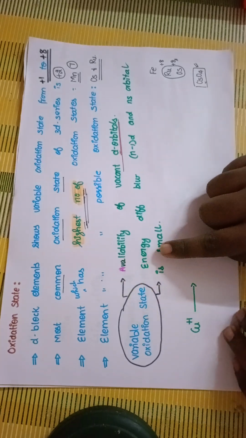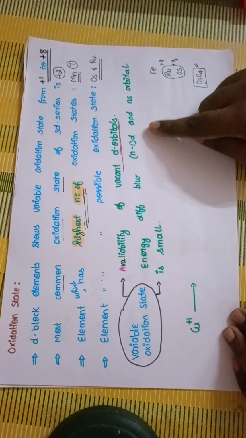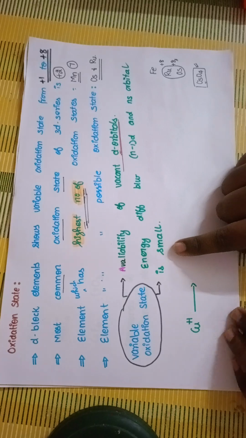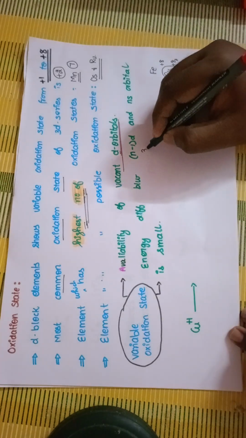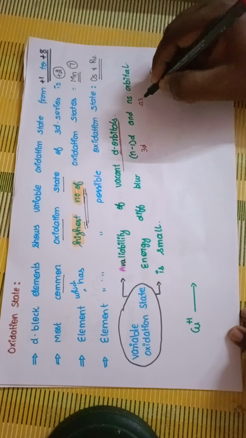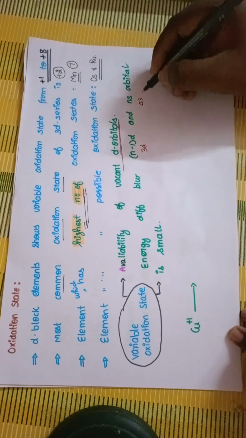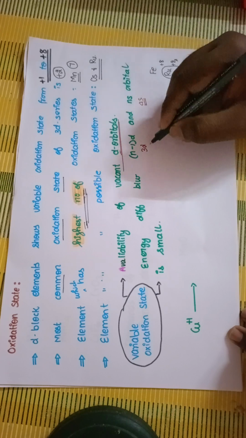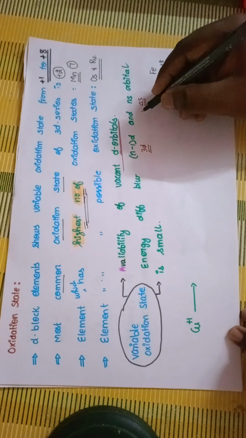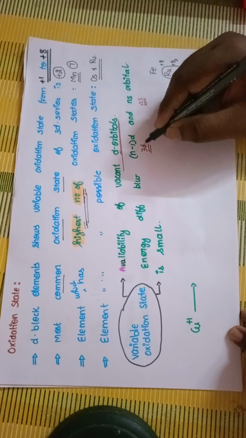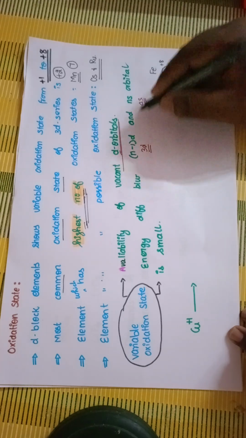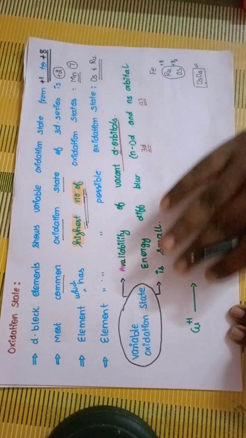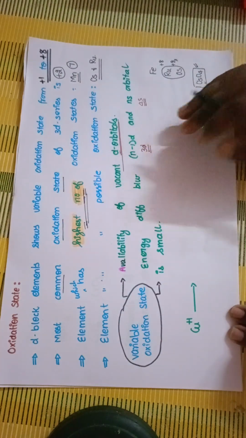And one more reason: the energy difference between (n-1)d and ns orbital is small. 3d, 4s, this is small. As this is small, the electron present in 4s can participate in bonding, and the electron present in 3d also can participate in bonding. Bonding means it can lose, as they are metals, they can lose electrons. So these are the things you should be aware of.